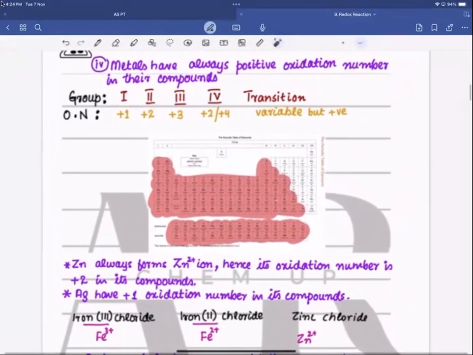Otherwise, when there is a transition metal, the number written in Roman numerals will tell us the oxidation number, what oxidation number that atom has. But zinc, it is not written, so you have to memorize this, that the oxidation number of zinc is +2. Is this clear? Yes, Khatija? Yes, clear. Okay.